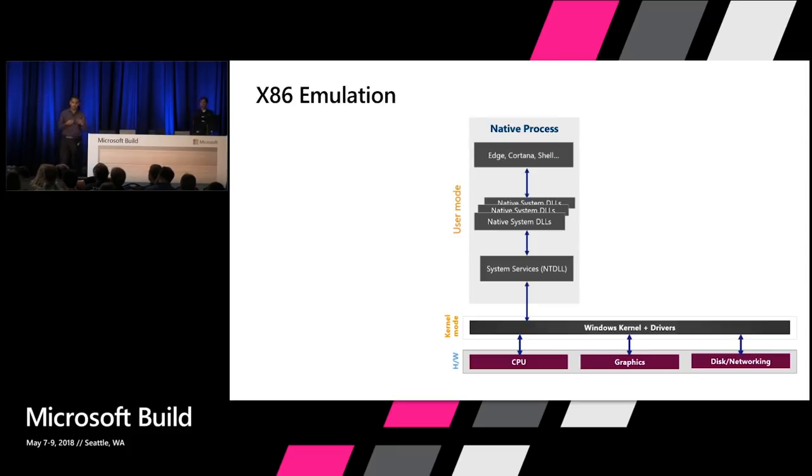In kernel mode, you have the Windows kernel and the drivers. Those are also all native ARM64. And then those interface with the processor, the GPU, networking, et cetera, all the physical hardware peripherals.